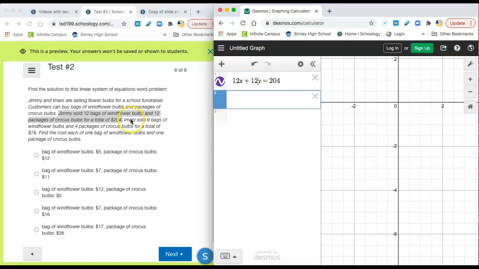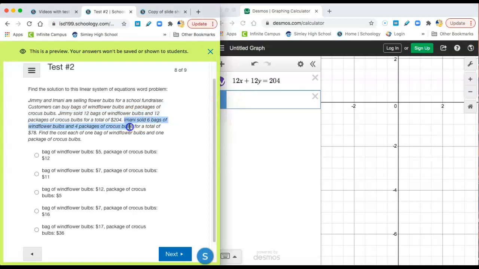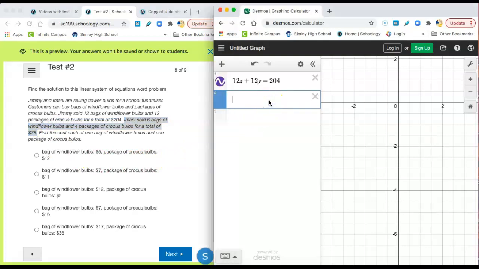Next. This is Imani. Right there. I'll highlight that. Sold 6 bags of wildflower, so that's 6X plus 4 crocus bulbs. That's 4Y. And he got 78. All right.